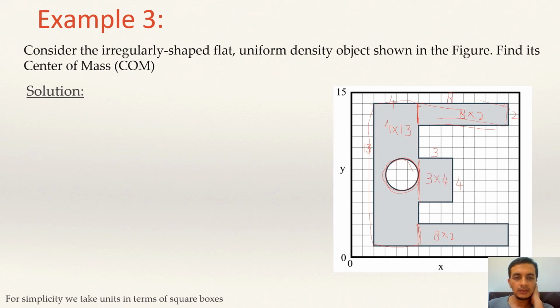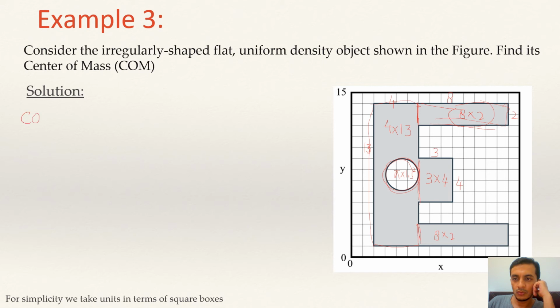The area of the circle is pi r squared. For this we need to know r, the radius of the circle. We know that the radius is half of the diameter. The diameter of the circle is 3 boxes, so the radius will be 3 divided by 2, which is 1.5. So its area will be pi times 1.5 squared. Now we have found all the areas, and we will be using these areas instead of masses.